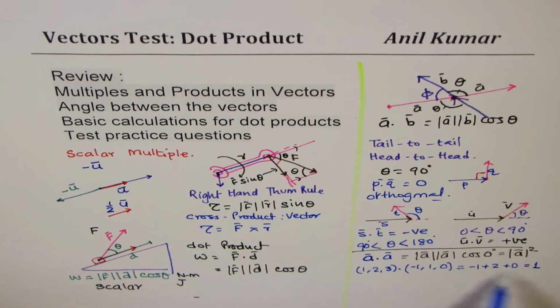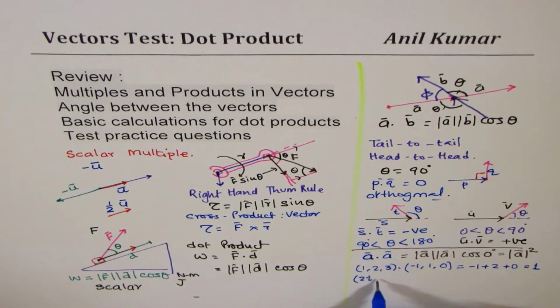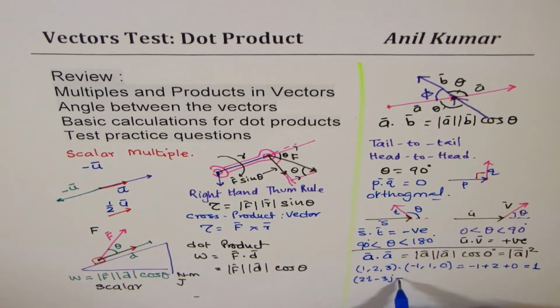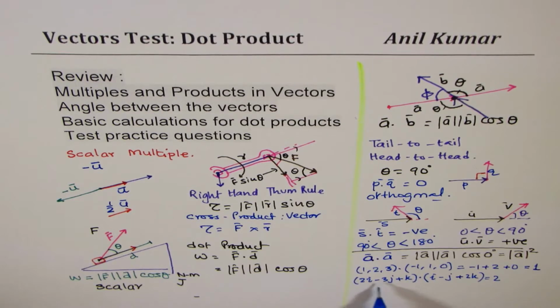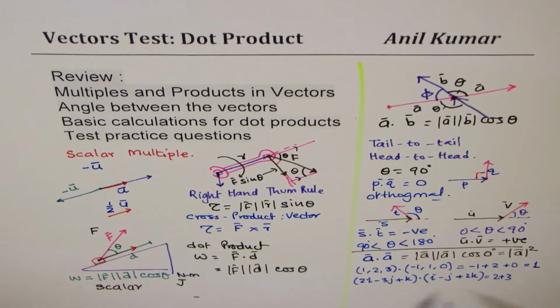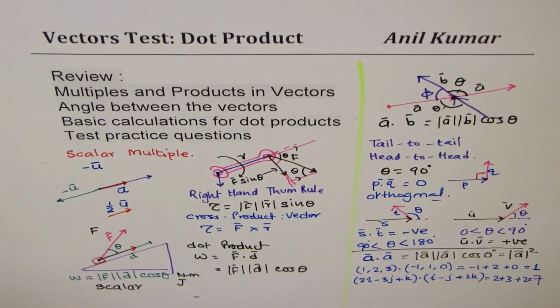If they are given in such a way, or let's say you have to find the dot product of 2i minus 3j plus k times, for example, i minus j plus 2k, then the idea is you just multiply their i components, j components, k components, and add them up. So what do we get here? 2 times 1 is 2, minus 3 times minus 1 is plus 3, 1 times 2 is plus 2, and what you get is 7. So that is how you could calculate the dot product.